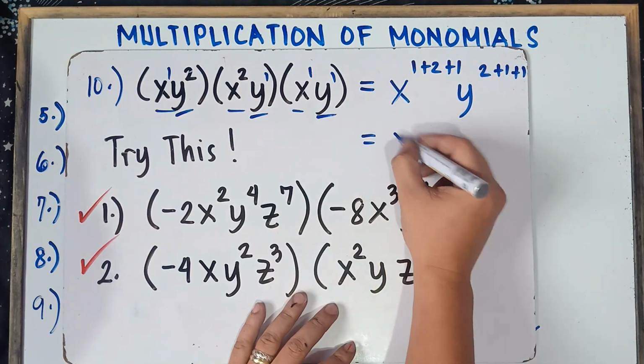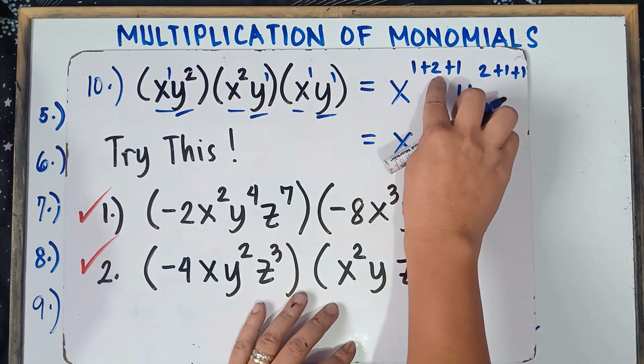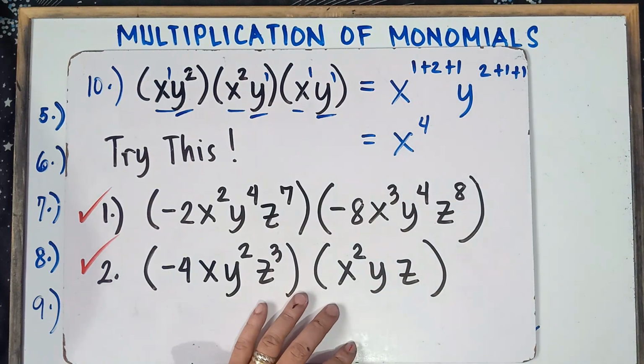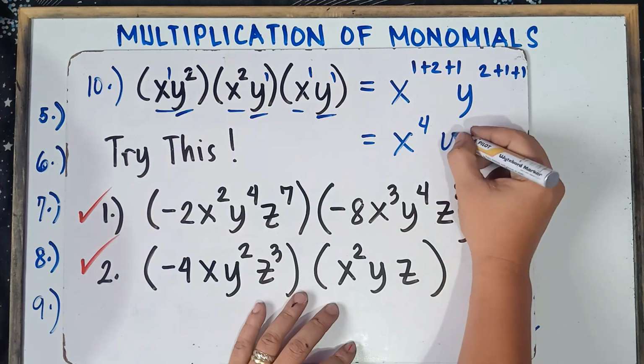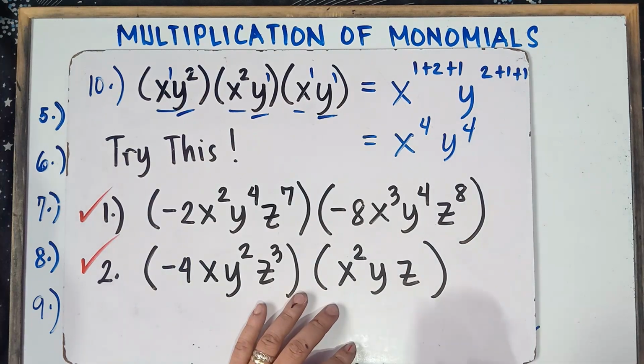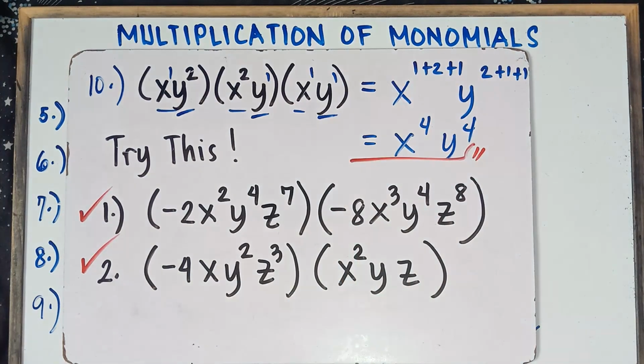So our final answer, that would be x. 1 plus 2 is 3, plus 1 is 4. Alright, and then this one, 2 plus 1 is 3, plus 1 is 4. So y is the power of 4. That's it, class, all set. That's the answer, class, with regards to example number 10.